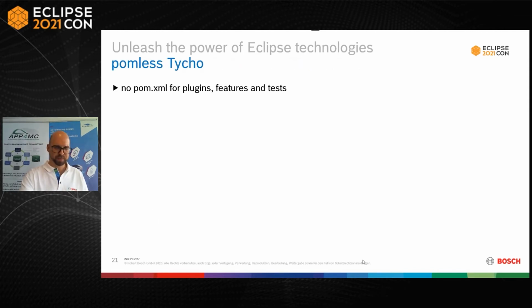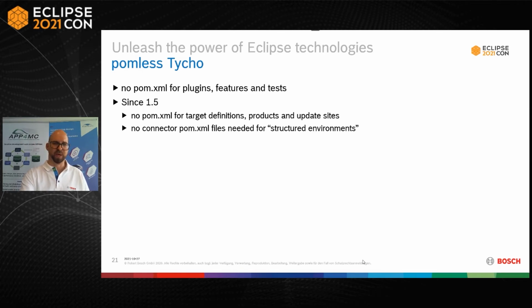Pomless Tycho. With pomless Tycho, if you're not aware, the idea is that you don't need pom.xml files for plugins, features, and test projects. That's quite a lot for huge Eclipse projects already. But since 1.5, you also don't need pom.xml files for target definitions, products, and update sites. And no connector pom.xml files if you have a structured environment like shown on the right side. For big Eclipse projects, you typically have this folder structure, and if you have one parent POM, you would need the connector POMs to go up. These are also not needed anymore since 1.5.